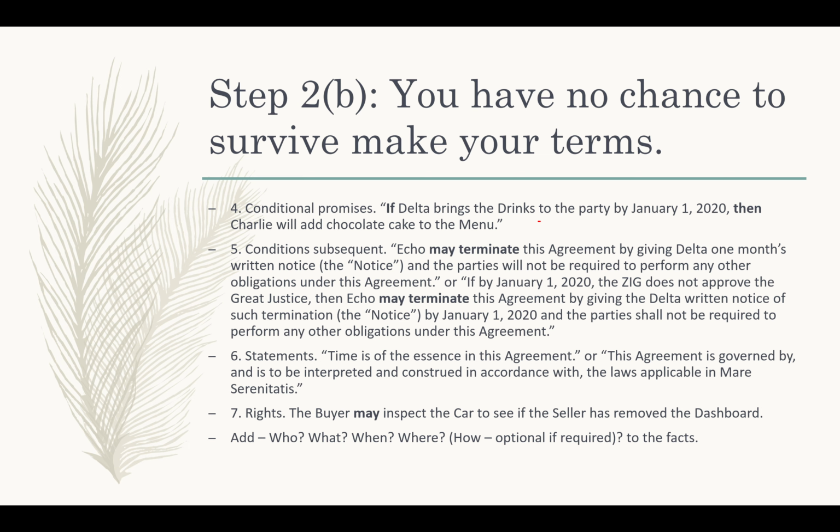And then we have statements. Statements describe rules or premises that all parties agree on. For example, we have the usual "time is of the essence." And then we have rights. Rights basically give parties permission to do or not do something. So, party X may do quality assurance on the widgets. Or, the buyer may inspect the car to see if the seller has removed the dashboard in the car.